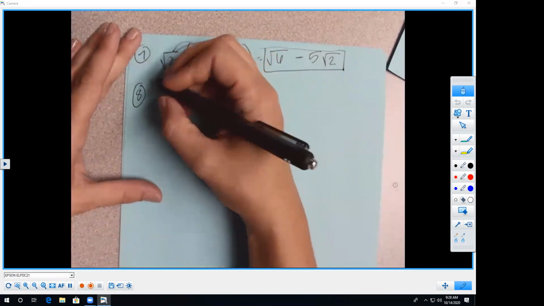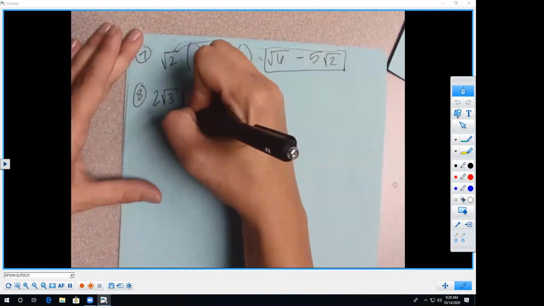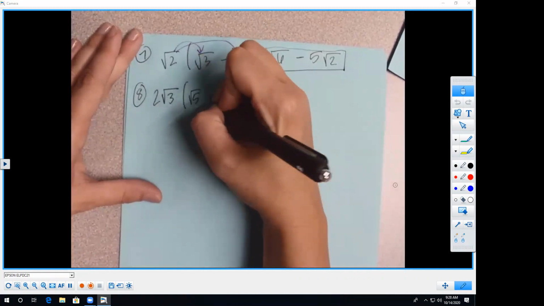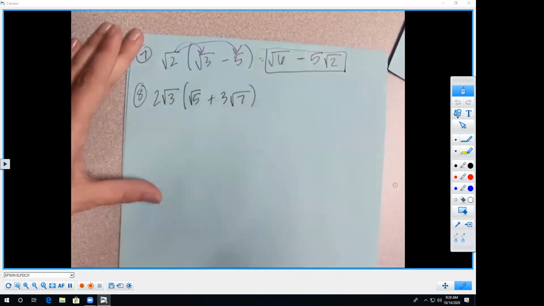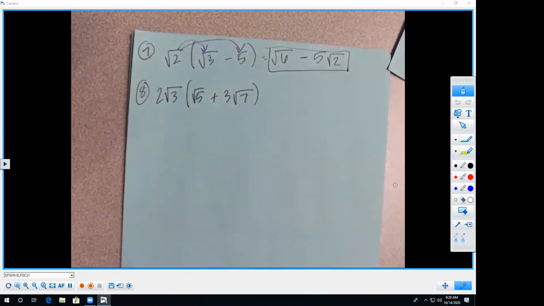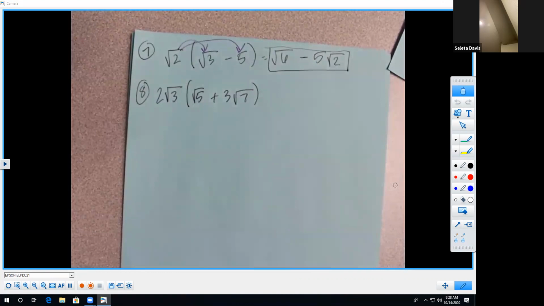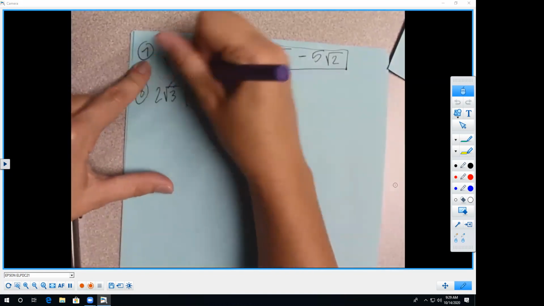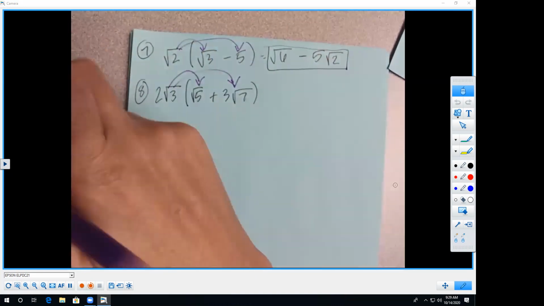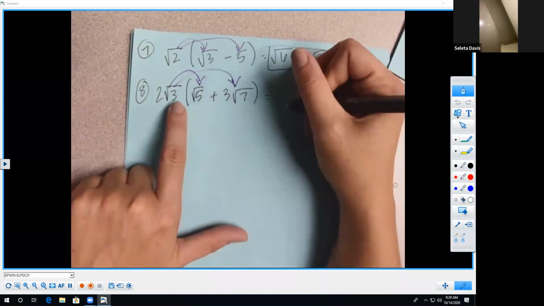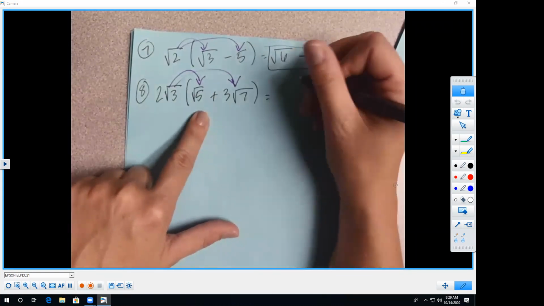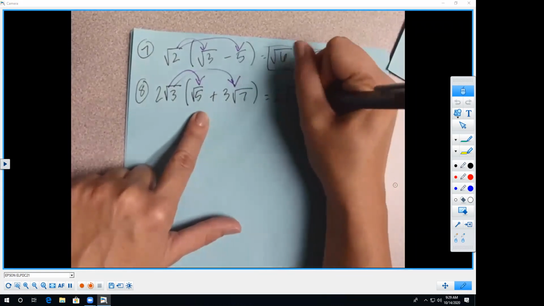What about if it was 2 square roots of 3 times the square root of 5 plus 3 square roots of 7? So distribute 2 square roots of 3 to both of those terms. 2 square roots of 3 times the square root of 5. I'm going to multiply the 3 and the 5 together because those are both inside numbers. So 2 stays on the outside, and I get the square root of 15.